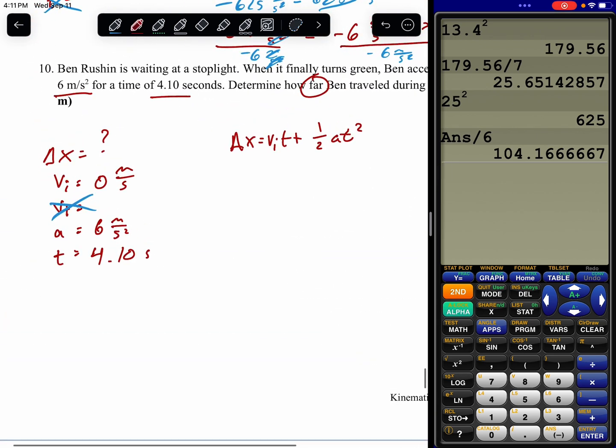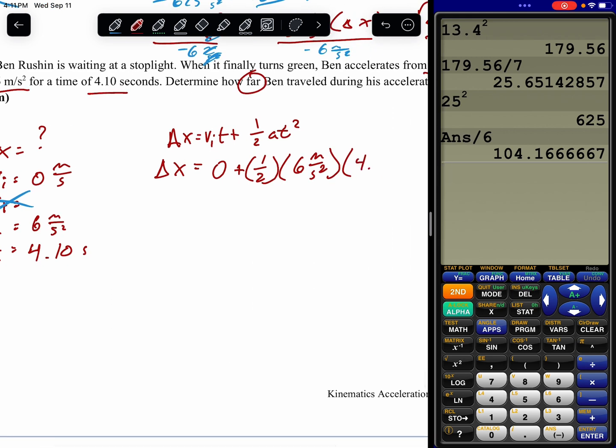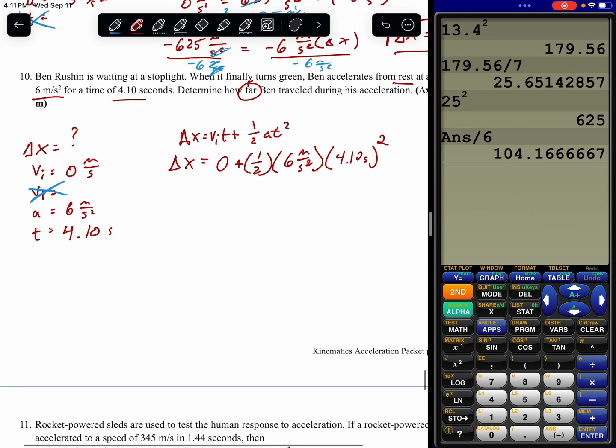Okay, let's do some math. We have delta x, and that's nice. It's over there on the left side. We're not going to have to do too much algebra. We just got to plug and chug. The initial velocity is 0, so I hope you're okay with me just saying that that's all going to just be 0. We don't care about that. And to that, we're going to add 1/2 times the acceleration, which is 6 meters per second squared, and then the time, which is 4.10 seconds. That's going to be squared.